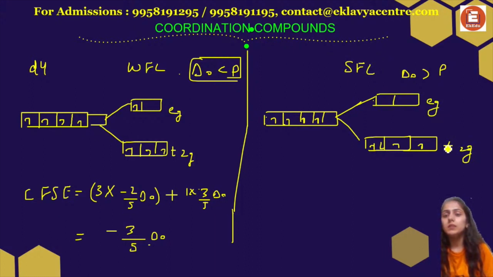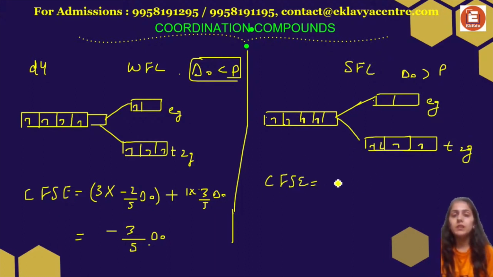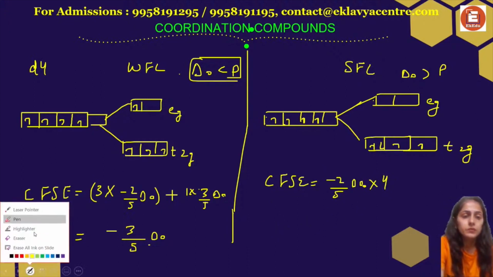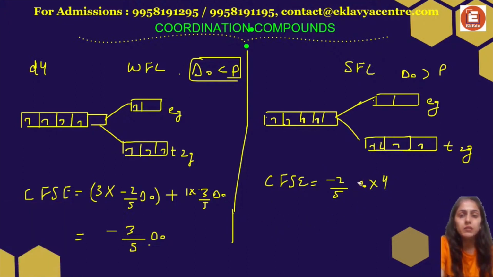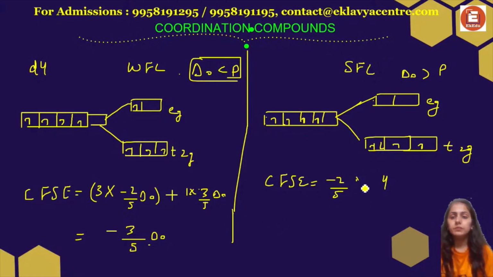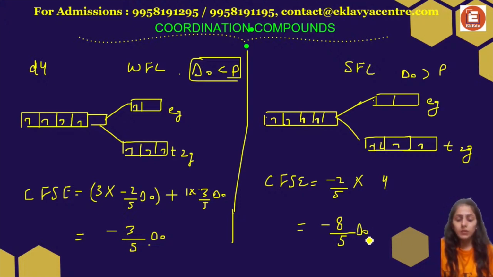What is the value of CFSE? CFSE value in case of strong field ligand is minus 2 by 5 del O into number of electrons 4. So it will be minus 8 by 5 del O. If you see, the values in case of weak field ligand and strong field ligand are different for D4.